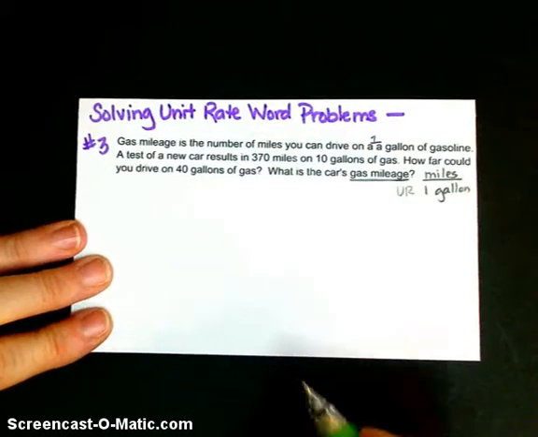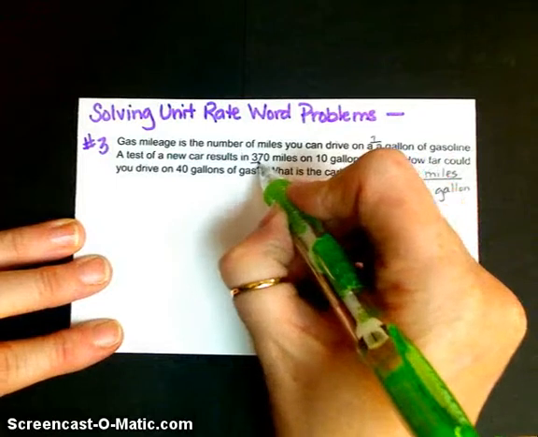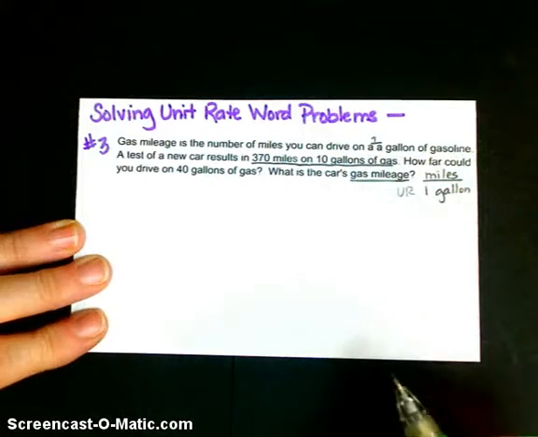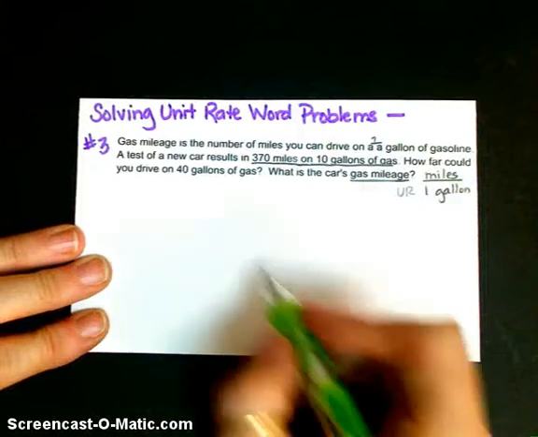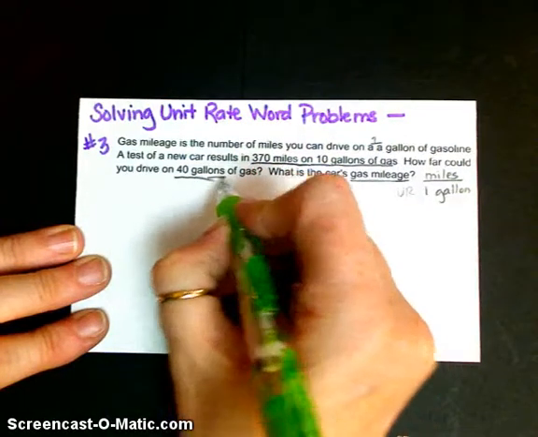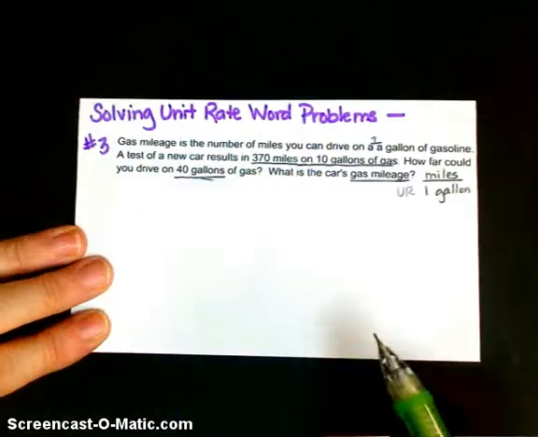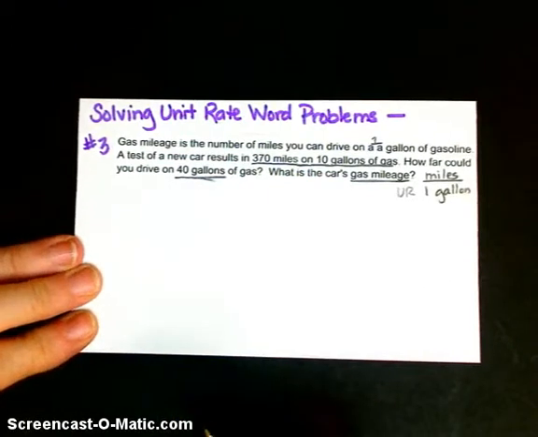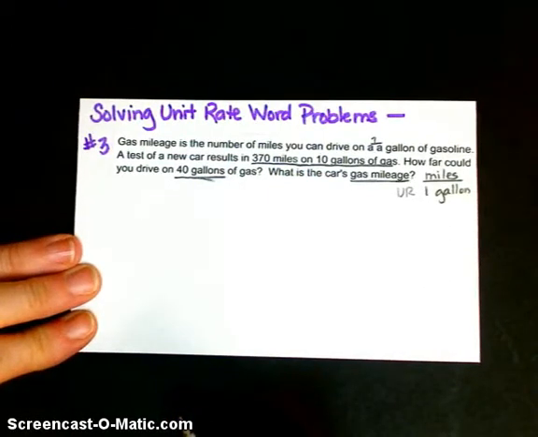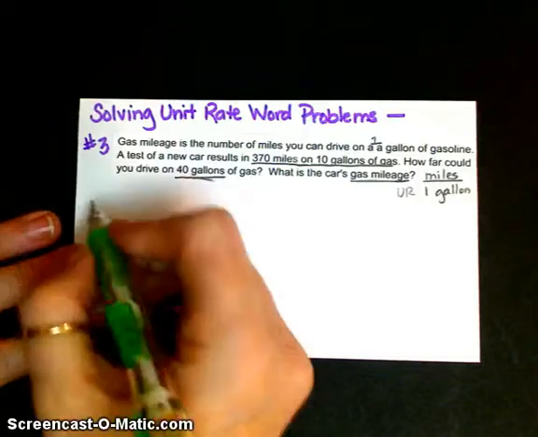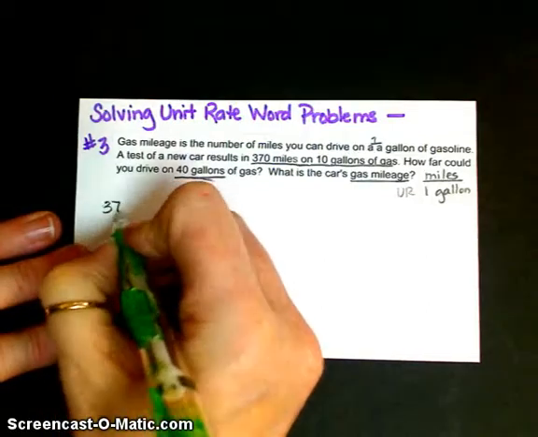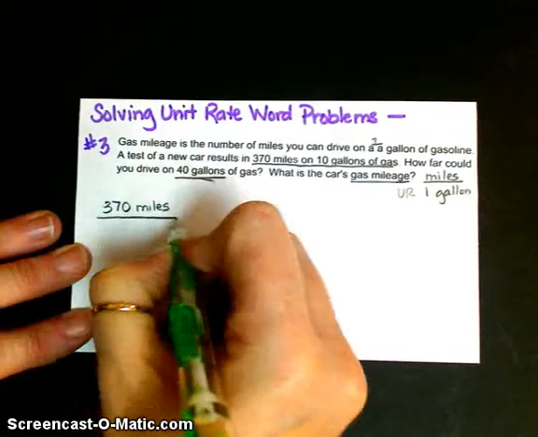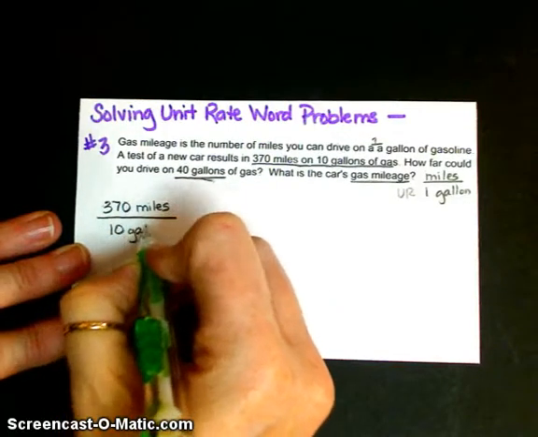A test of new cars results in 370 miles on 10 gallons of gas. How far could you drive on 40 gallons of gas? Well, the 370 and 10 go together. That's our original rate. Do we have time? Nope. Do we have money? Nope. So we're going to set up our original rate exactly how it's given to us in the problem. 370 miles over 10 gallons.